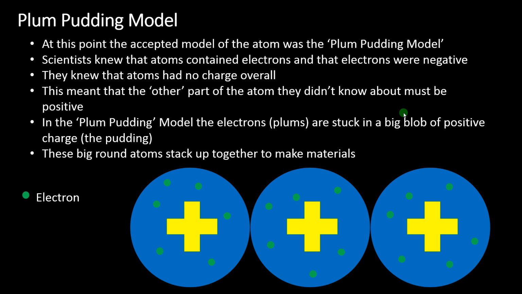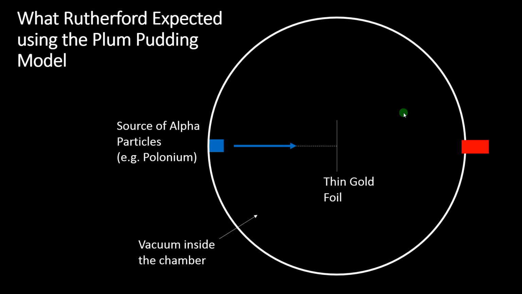It's worth noting also that they did know that the electrons were very light, so most of the mass of the atom would have to be in this pudding part, not in the plums, which were the electrons. So that was his model of the atom that he was using. He actually gave this experiment to his research assistants, Geiger and Marsden, to do, and he said, go away and confirm the plum pudding model for the atom, and then everybody will be happy and it'll be lovely.